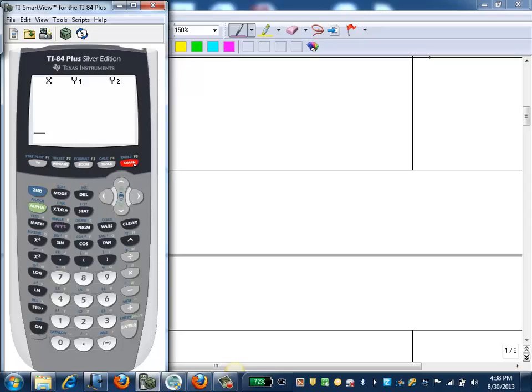And if you go to the table, you can see here are the y values of our parent function, the regular square root, and then the y values of the negative square root of x all have negatives in front of those y values. So we've multiplied all these y values by negative 1.